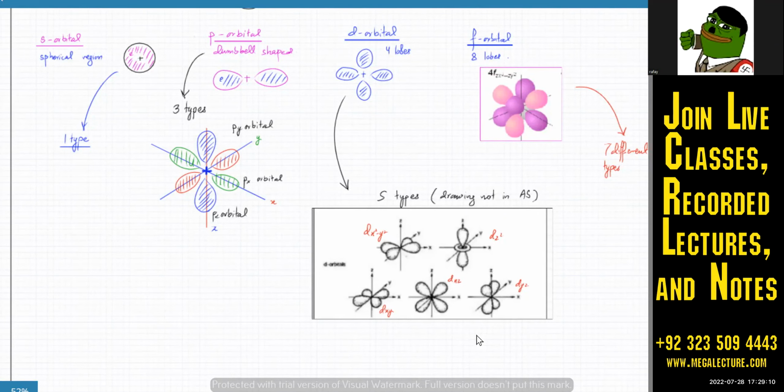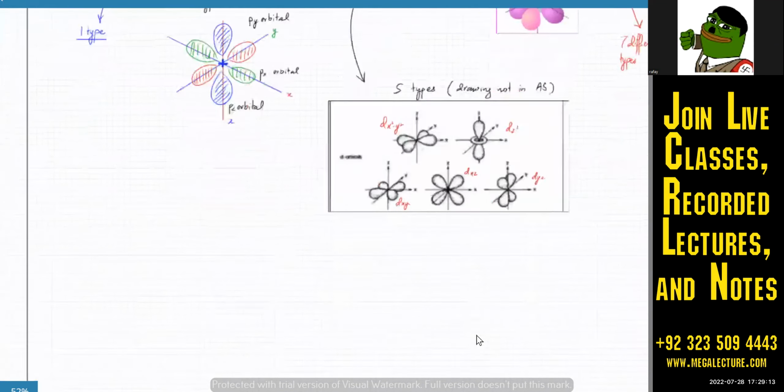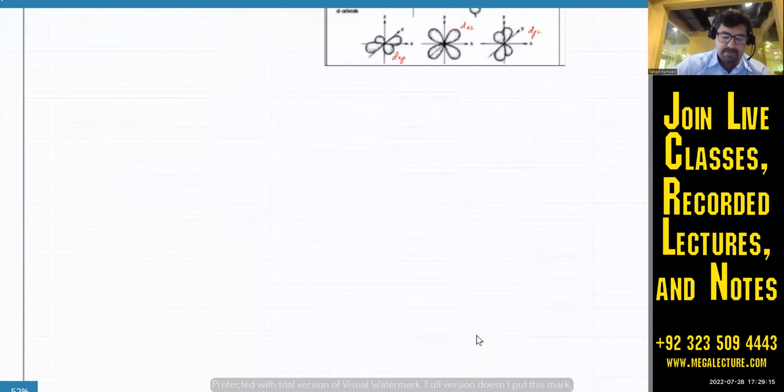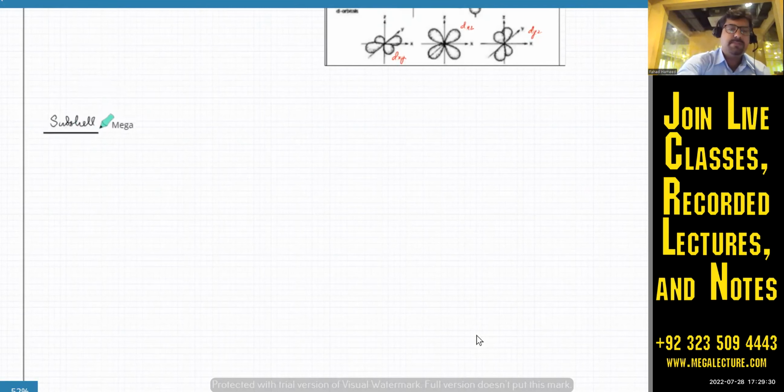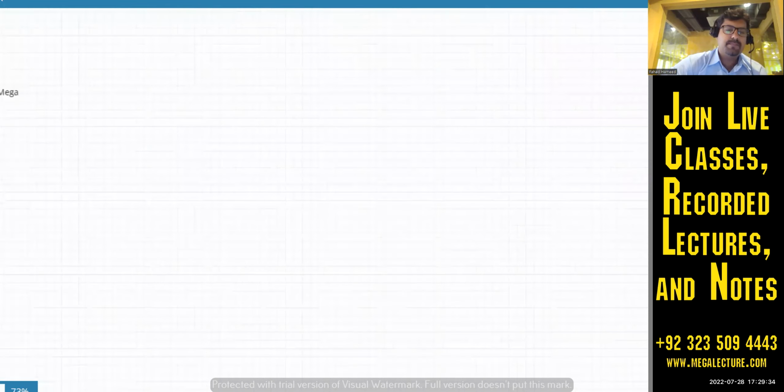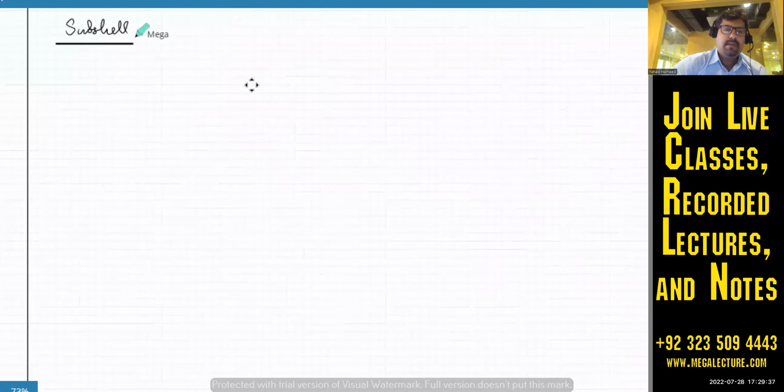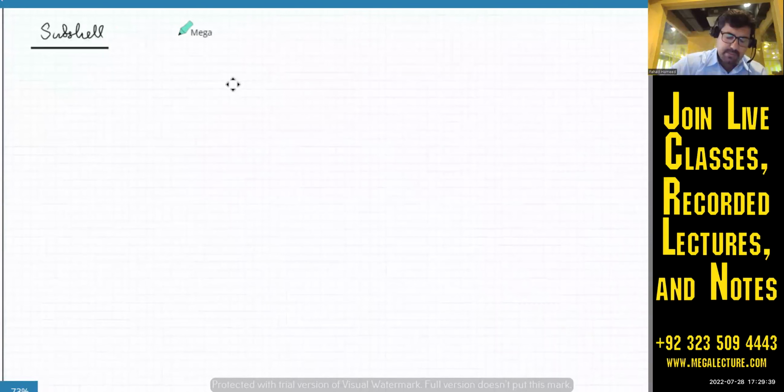Yes. So usually when we talk about electronic configurations, we usually talk about subshells. So I'm just going to talk about subshells at the moment. So what's a subshell? A subshell is a group of degenerate orbitals.